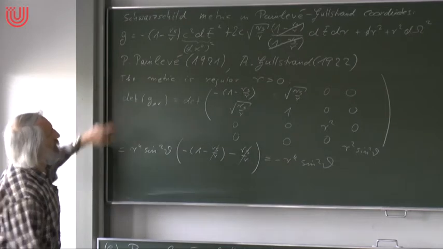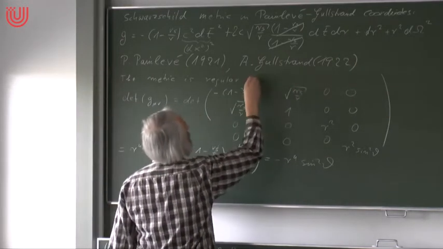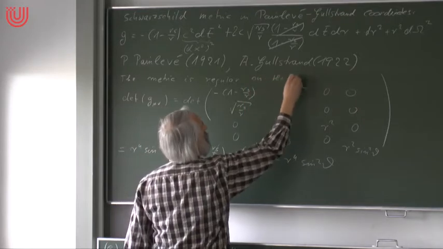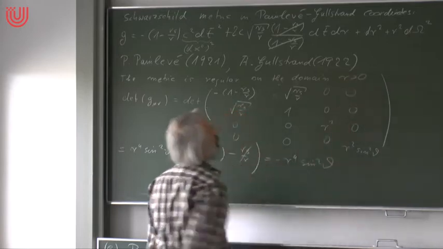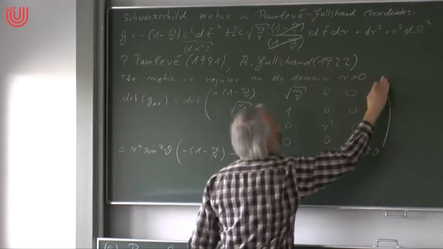The metric is regular on the whole domain r bigger than 0. And that was a proof of this. Oops.